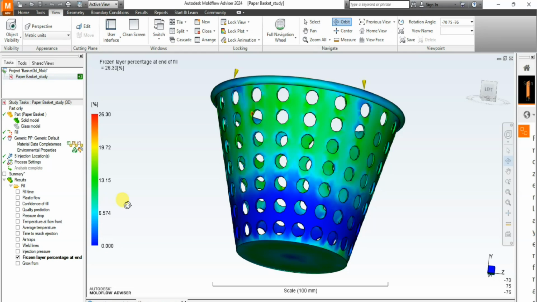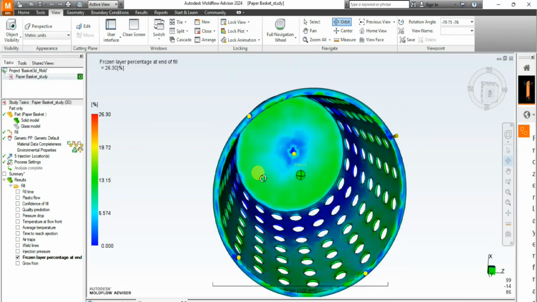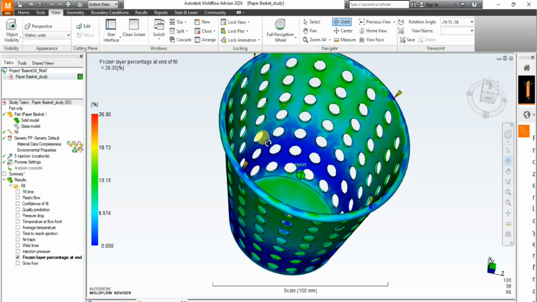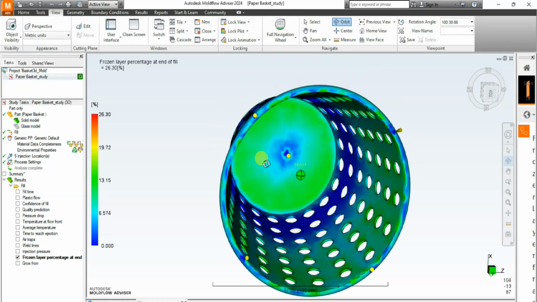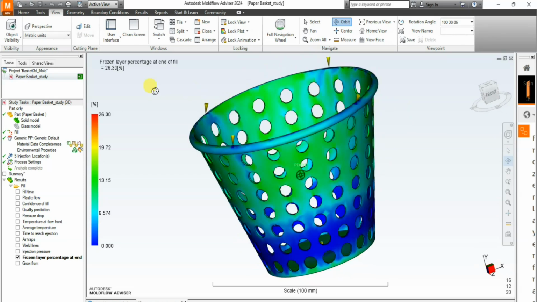layer fraction. Now, let's take a look at very important things to look out for as far as this particular analysis result is concerned. Firstly, none of the parts should have frozen layer fraction that is higher than 20 to 25%, like I stated earlier. So the cutoff mark for the percentage should be 25. Anything higher than that will call for modification at the end of field. So a faster injection time will reduce the frozen layer fraction. You should take note of that.